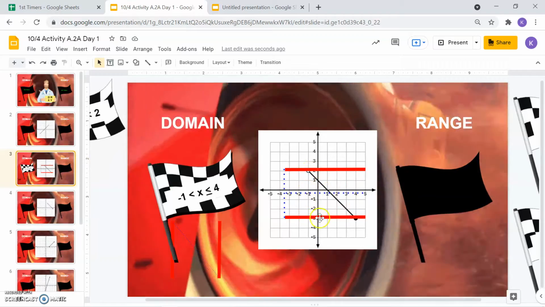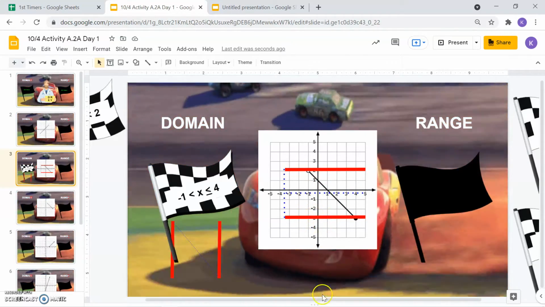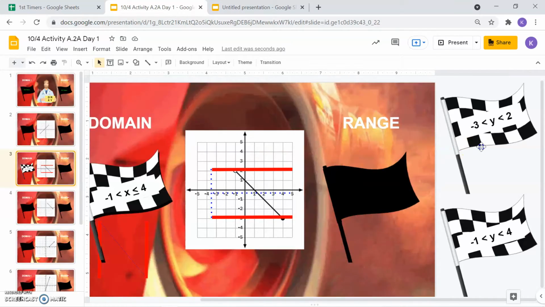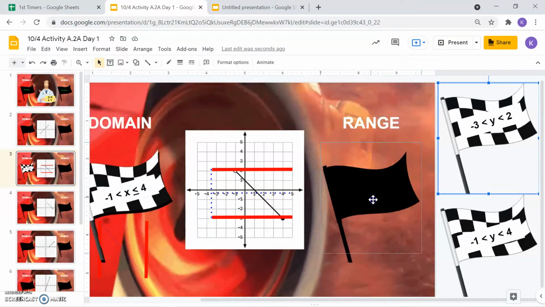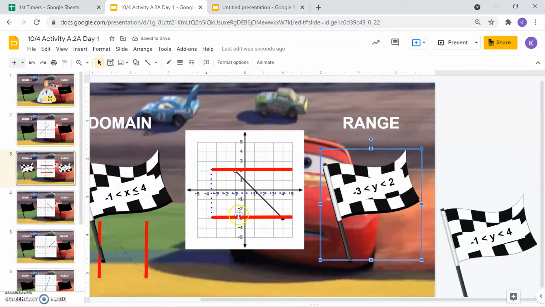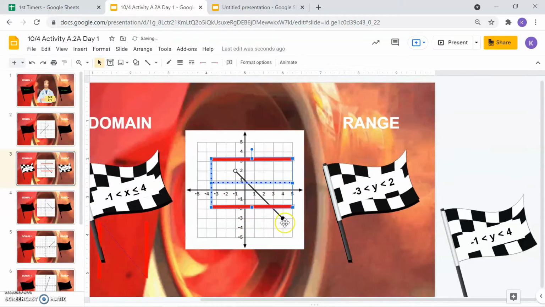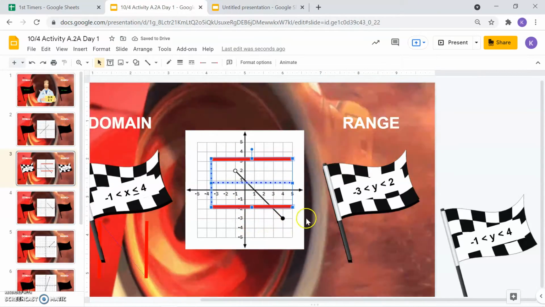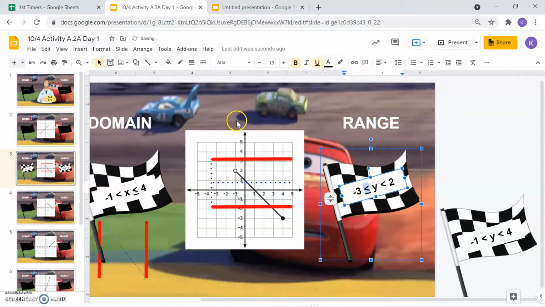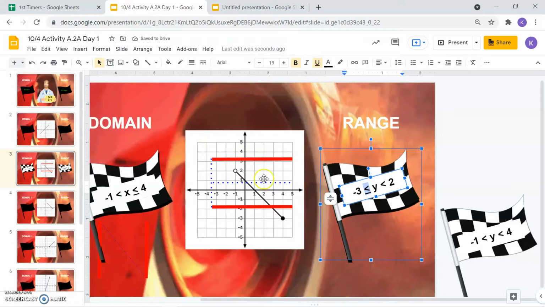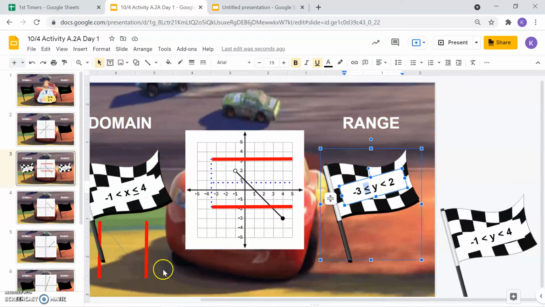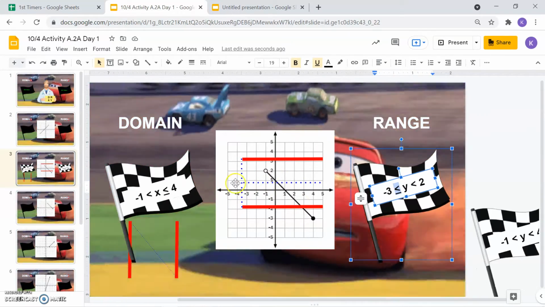So it starts at -3. So I'm going to go over here, -3, and it ends at 2. So here you go. I'm just going to drag this one over here. Now the symbols. On the symbols right here, I have to see that the -3, it's a closed circle. That means that it's going to have the line on the bottom. So I'm just going to do that. And the 2, which is this one right here, it's an open circle, so it doesn't have the line on the bottom. And that's it. That's how you figure out the domain and range from a graph.